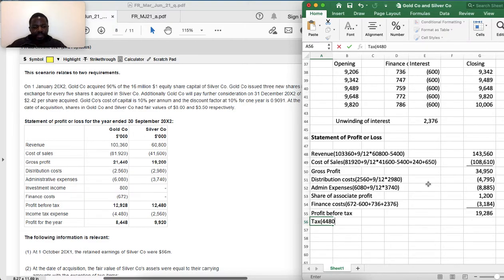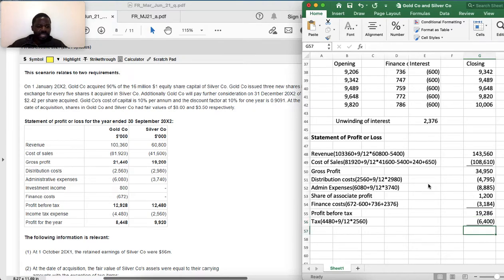4,480 for the parent plus 9/12 multiplied by 2,560, like that. 4,480, 9/12 multiplied by 2,560. We get that. Then now we sum to get the profit for the year. That is the profit that we get for the year.